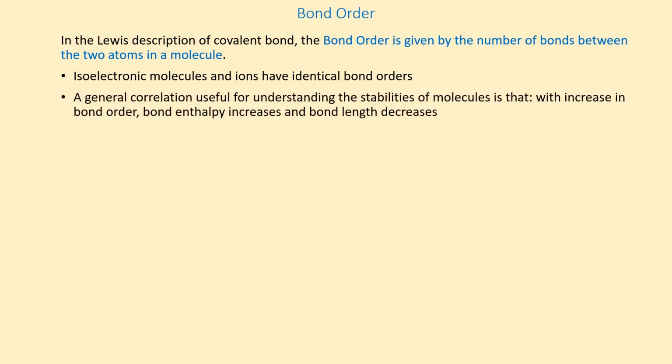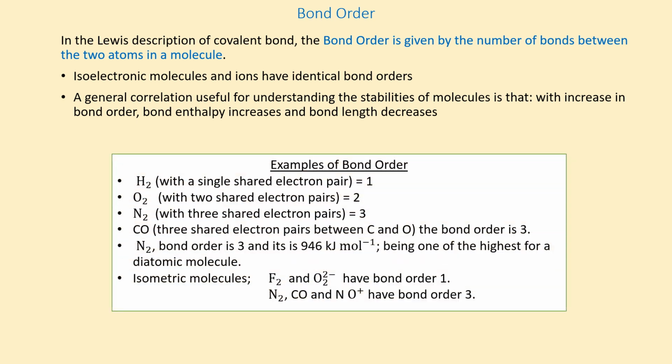A general correlation useful for understanding the stabilities of molecules is that with the increase in bond order, the bond enthalpy increases, whereas the bond length decreases. Please see the examples given in respect of bond order.